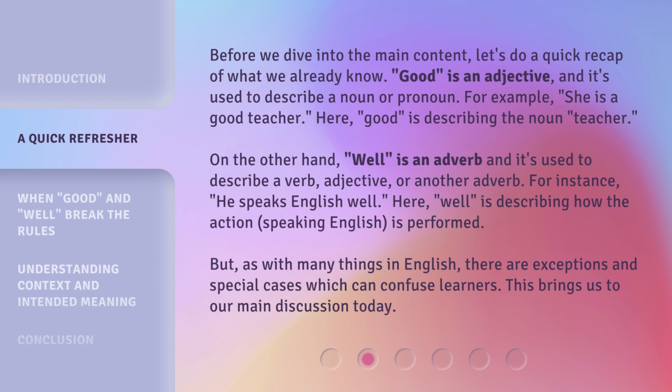On the other hand, well is an adverb and it's used to describe a verb, adjective, or another adverb. For instance, he speaks English well. Here, well is describing how the action, speaking English, is performed. But, as with many things in English, there are exceptions and special cases which can confuse learners. This brings us to our main discussion today.